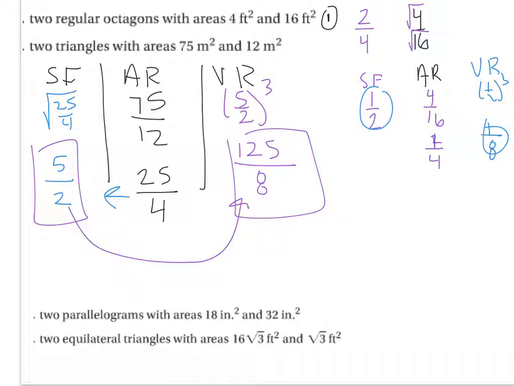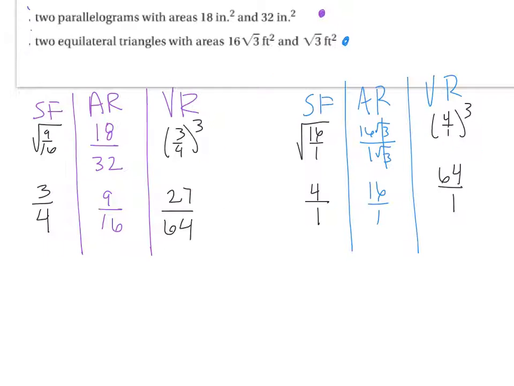I'd like you to try to pause the video and try to do these two by yourself, doing your whole chart. So here, this first one is purple. So I wrote down 18 over 32 first, and then I simplified that fraction. Both of these are divisible by 2. That's how I get 9 over 16.